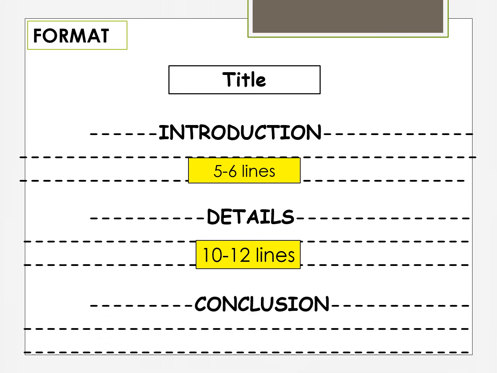Here, you can conclude your last paragraph in about 3 to 4 lines. Now that we have learned about the format of writing an essay, let's learn how to develop one.